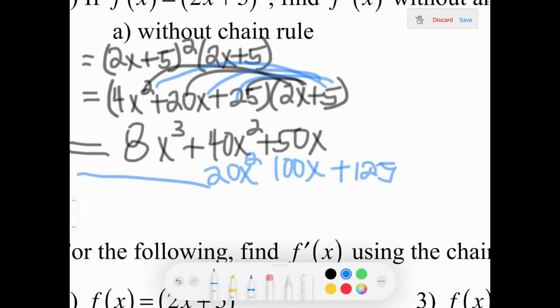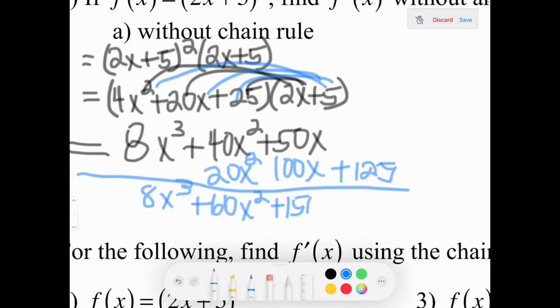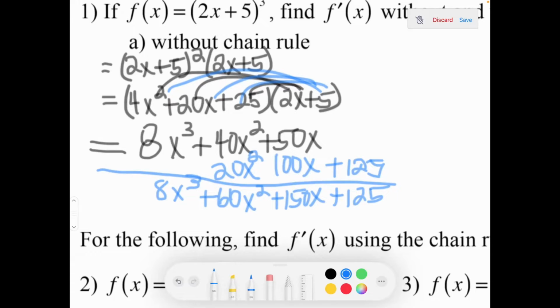So then we can combine our like terms for that. We get 8x to the third plus 60x squared plus 150x plus 125. So that's what f of x equals. So then we can take the derivative of that. Once we multiply it out, taking the derivative is pretty easy.